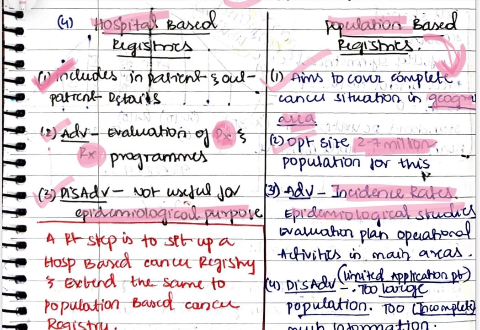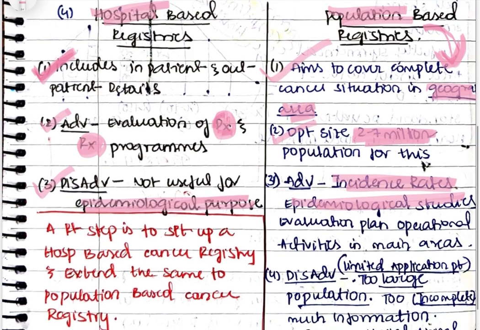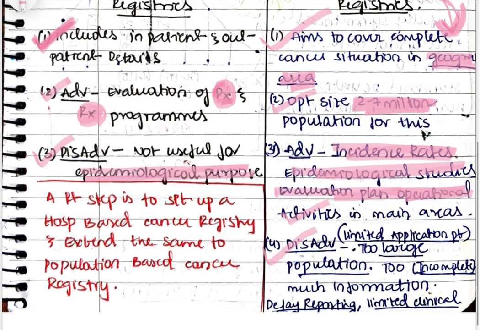We can use this data in epidemiological studies, and it also helps in evaluation of the plan, operation and treatments. So by this we can evaluate the plan to effectively control cancer, right, activities in the main areas. Coming to the disadvantage, it has limited application in the clinical case. We cannot use this knowledge to apply clinically. We cannot use this knowledge to treat the patient.